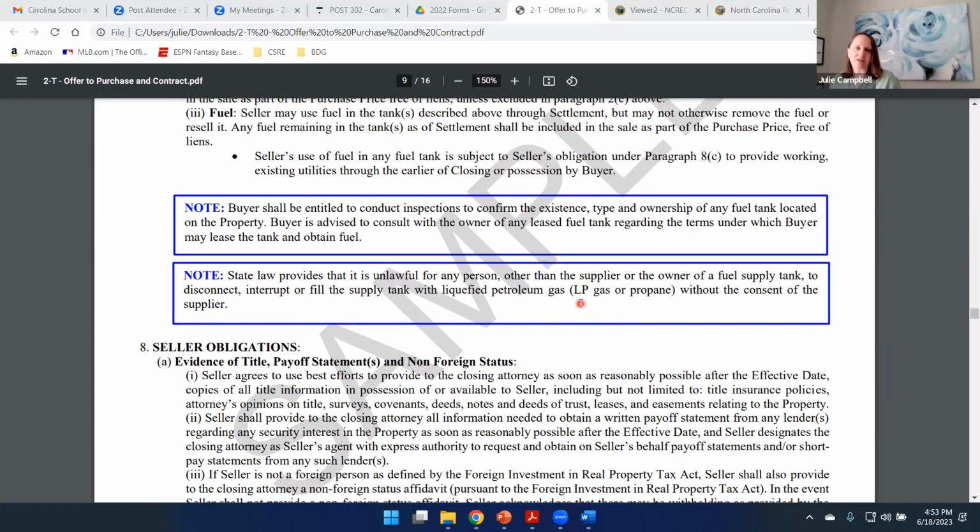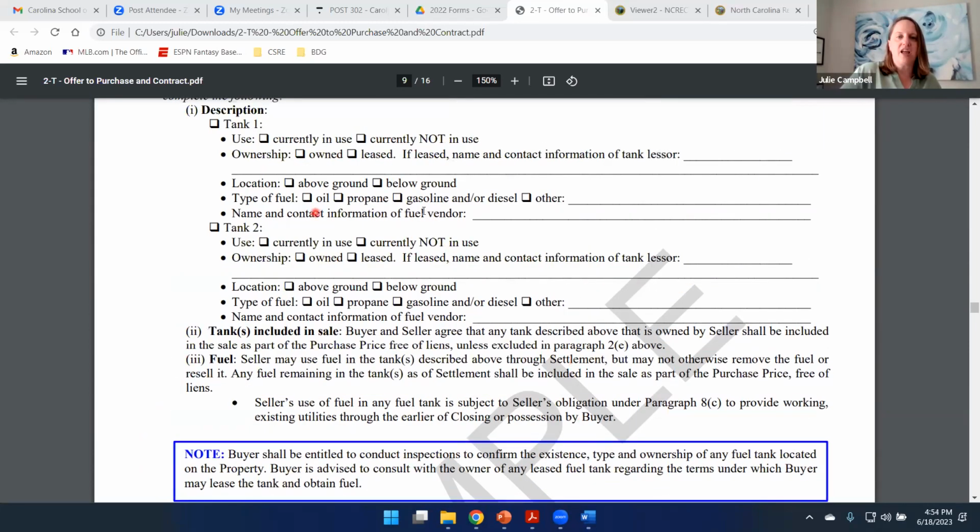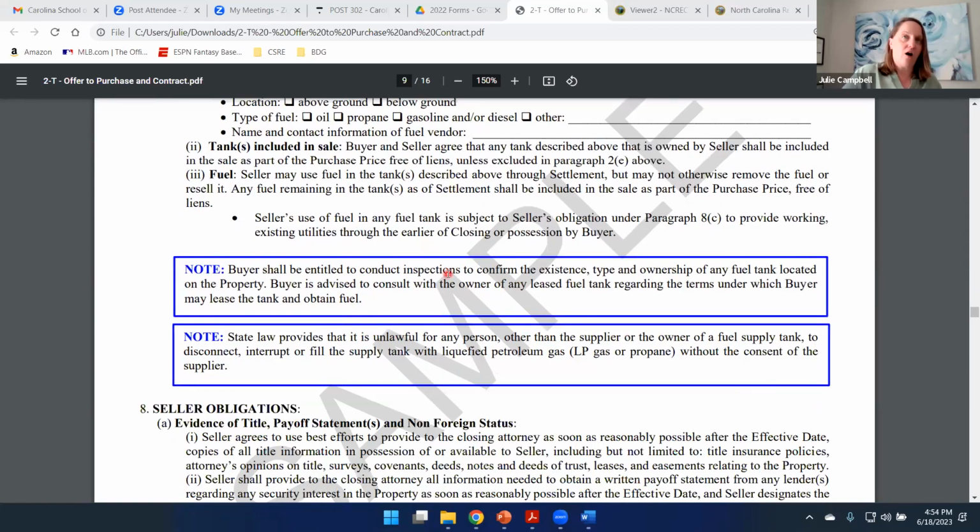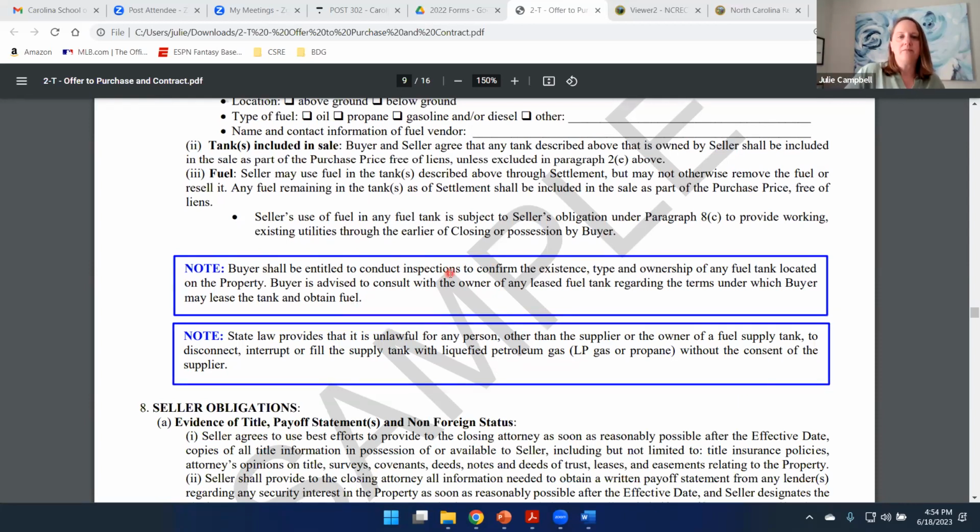Buyers shall be entitled to conduct inspections to confirm the existence, type, and ownership of any fuel tank located on the property. Buyers advised to consult with the owner of any leased fuel tank regarding the terms under which the buyer may lease the tank and obtain fuel. So part of the reason for the seller providing the name and contact information of the vendor is that the seller knows who to call to transfer that account over to them.